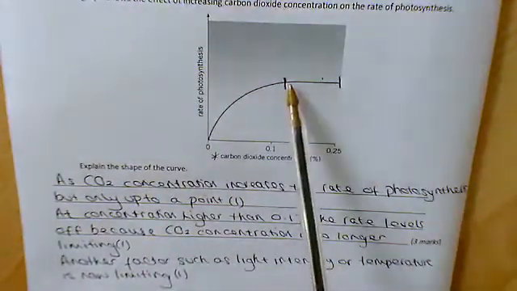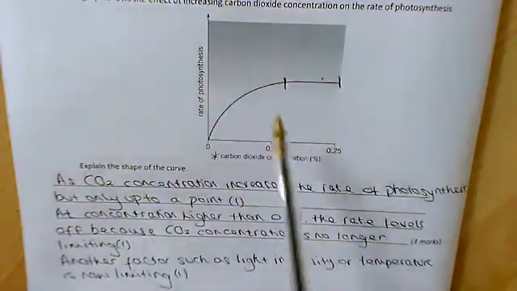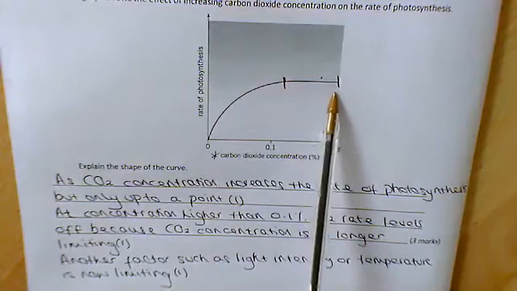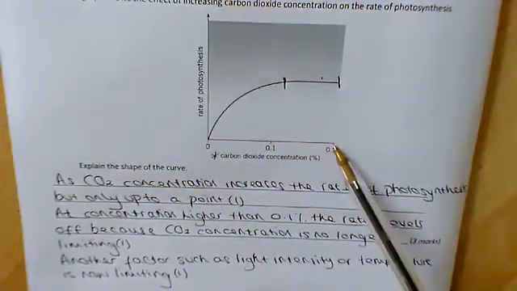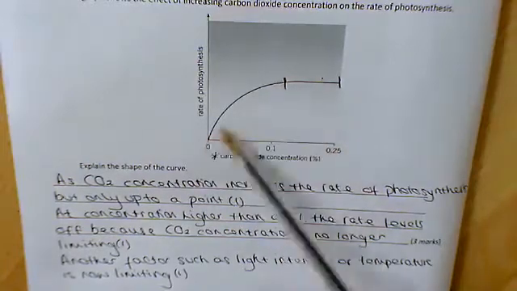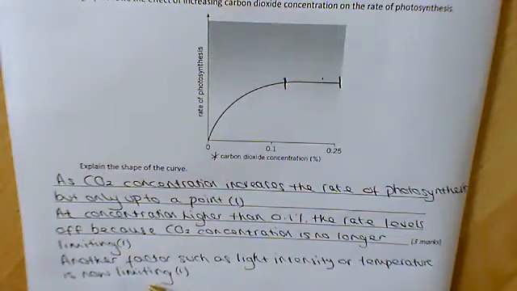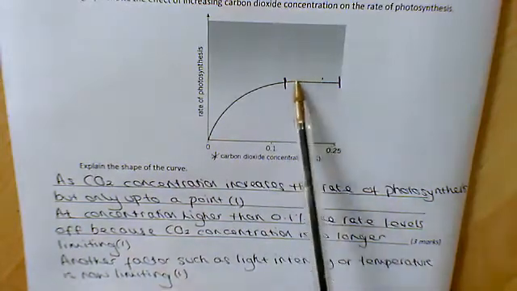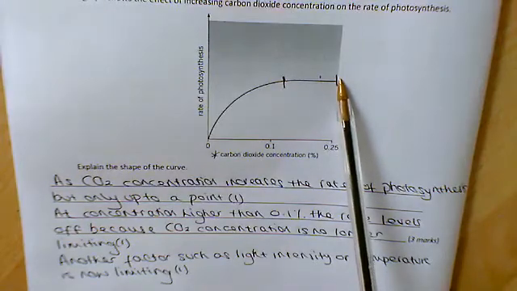But what we can see is at higher concentrations, at concentrations higher than 0.1, the rate starts to level off because CO2 is no longer the limiting factor. So CO2 is limiting between here and here, but it's not between here and here. So what we get for the third marking point is to say another factor is now limiting, and we can state an example of those factors.